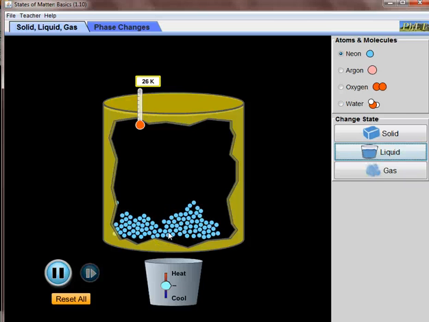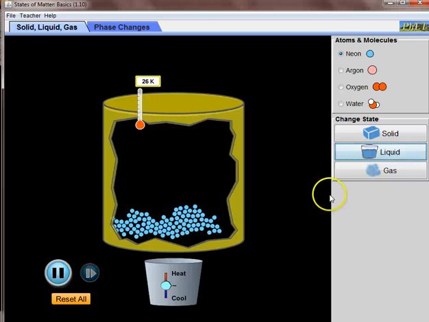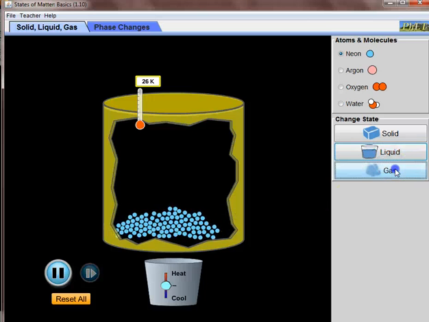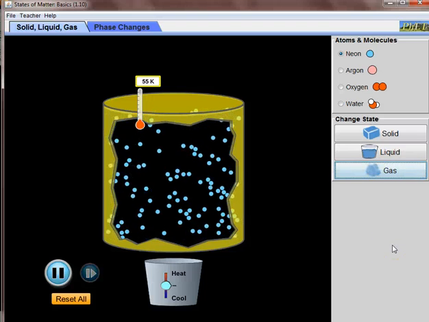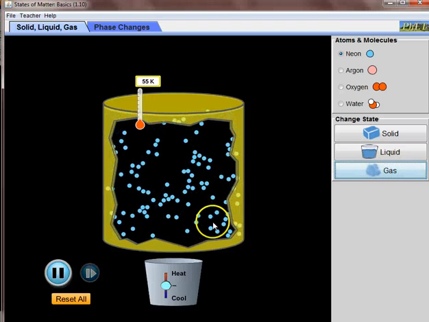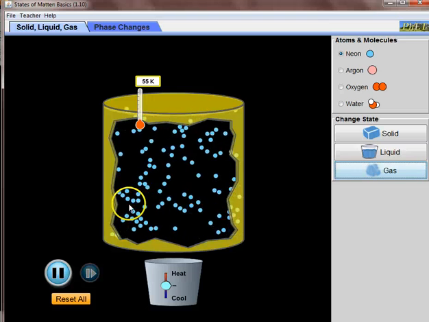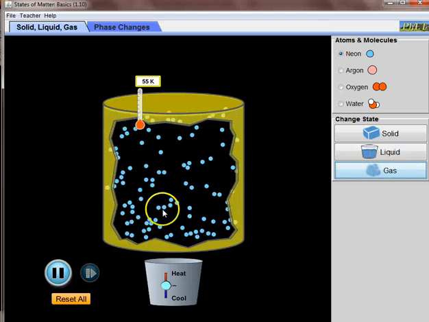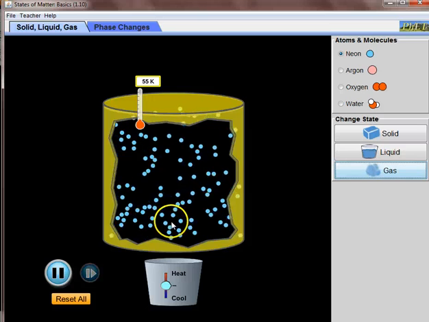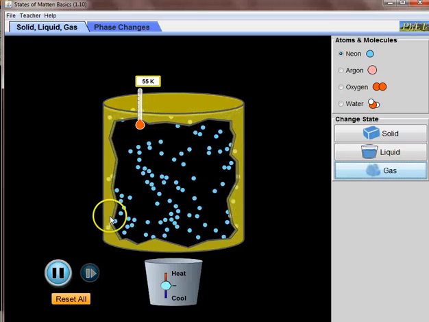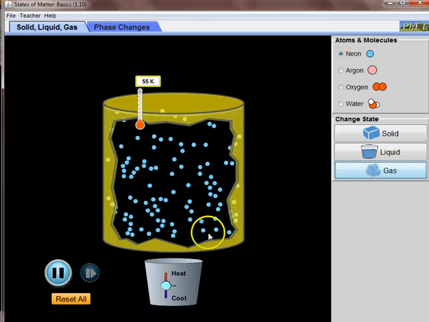Volume will also increase. That is a very good observation, Sahil. Yes, that is a very good assumption. Let's see if that is the case. Yes, voila, you are right. They are now moving, and their area of movement is much larger now. They are occupying the entire volume of the container.